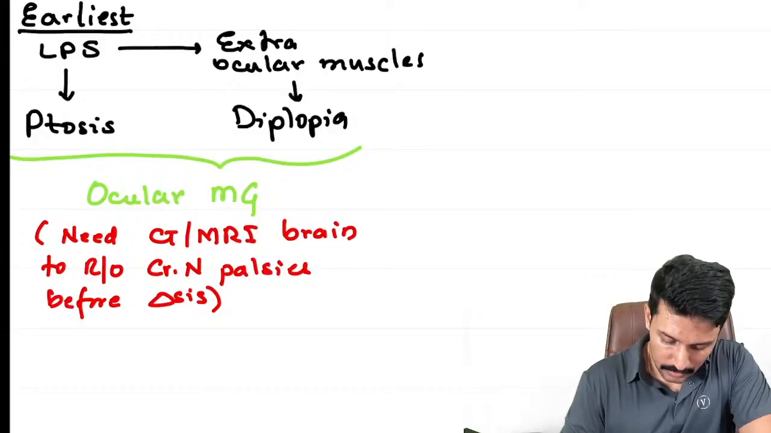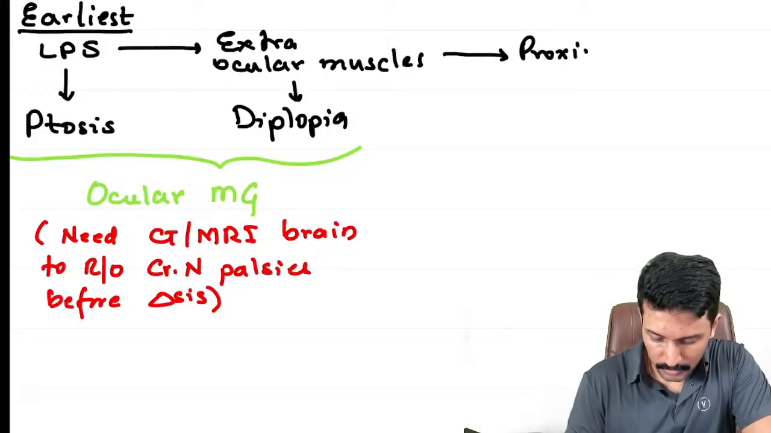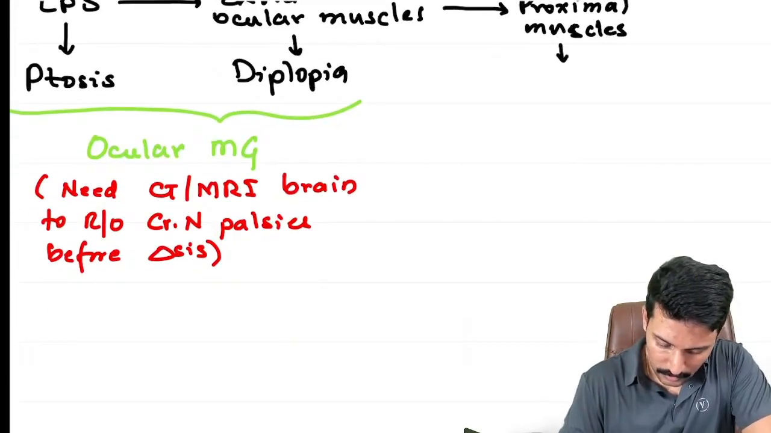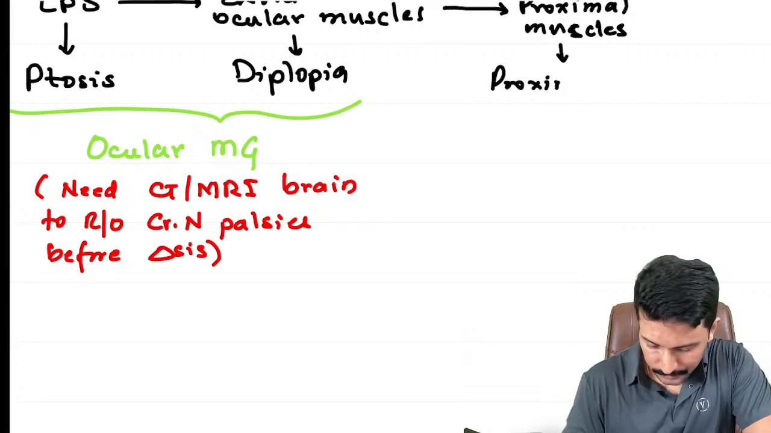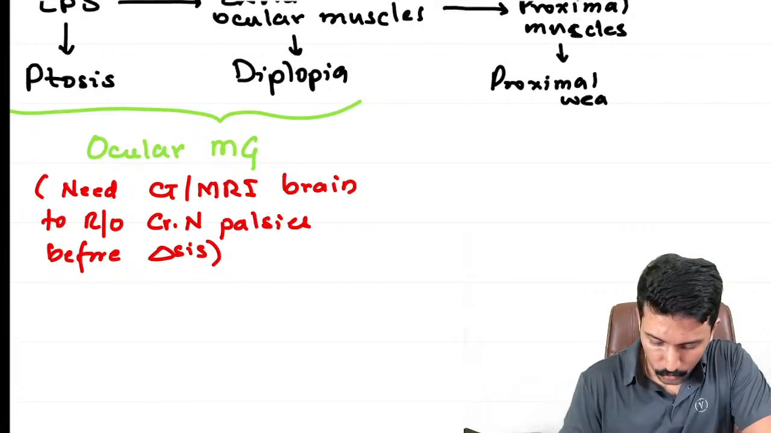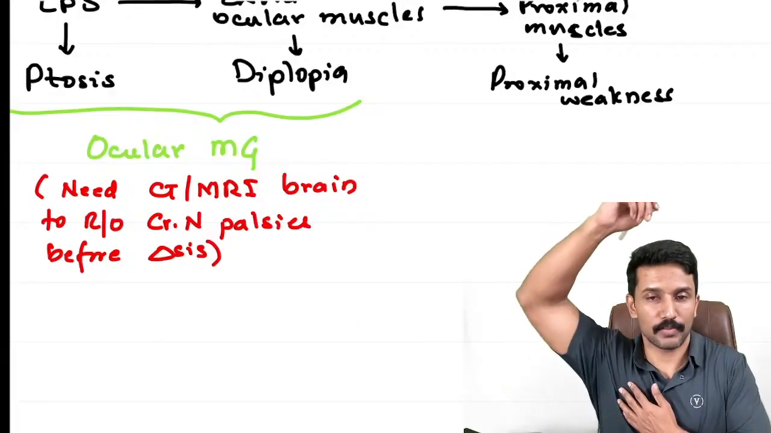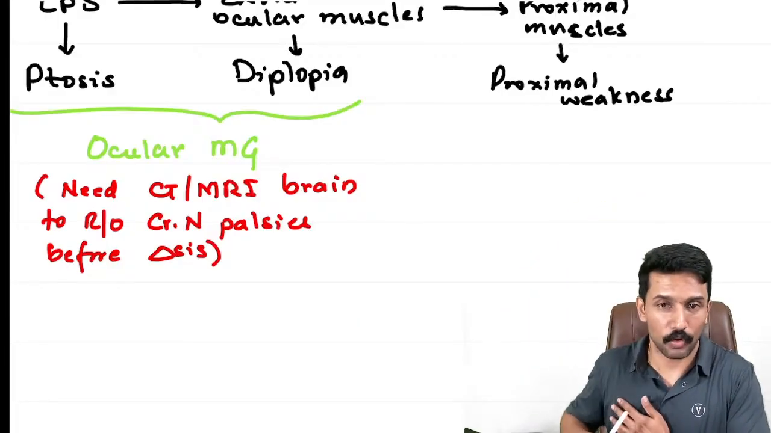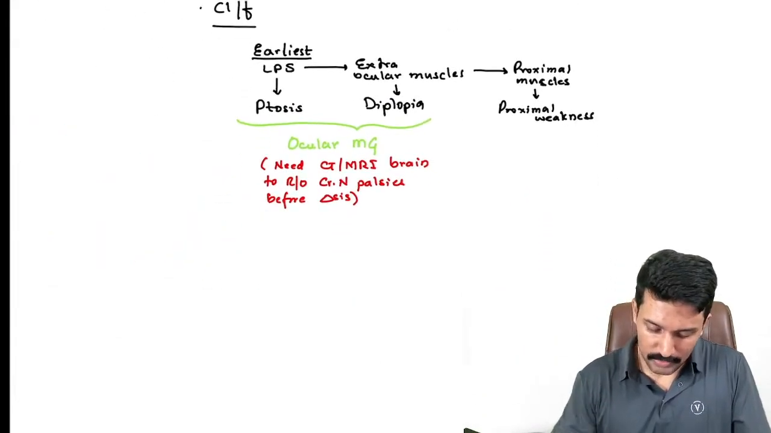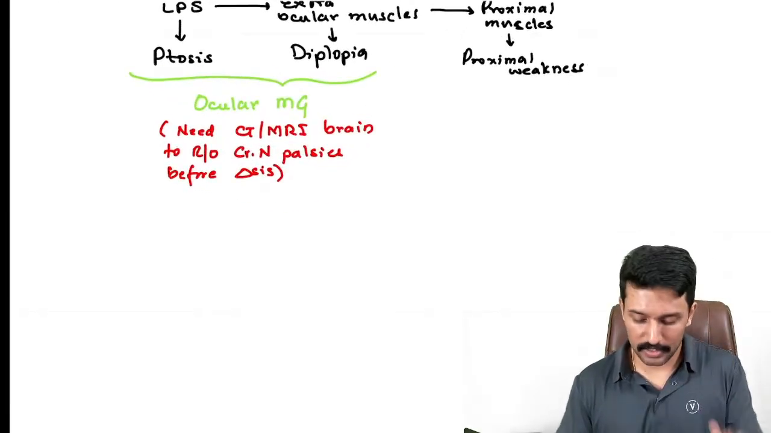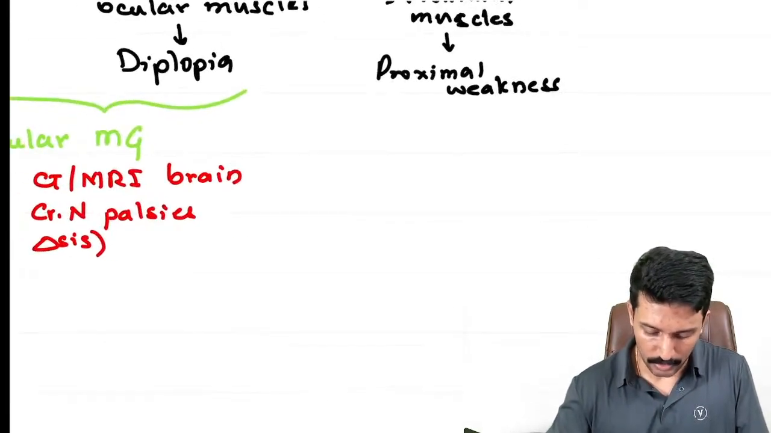Okay, but after the extraocular muscles, we will have involvement of proximal muscles. And once the proximal muscles get affected, we will have the classical proximal weakness: difficulty to comb, difficulty to get up from sitting position, difficulty to climb, difficulty to raise the arm above the head, difficulty to lift objects. Once the proximal muscles also get involved, we will call it generalized myasthenia gravis. Okay, I'll write it down.